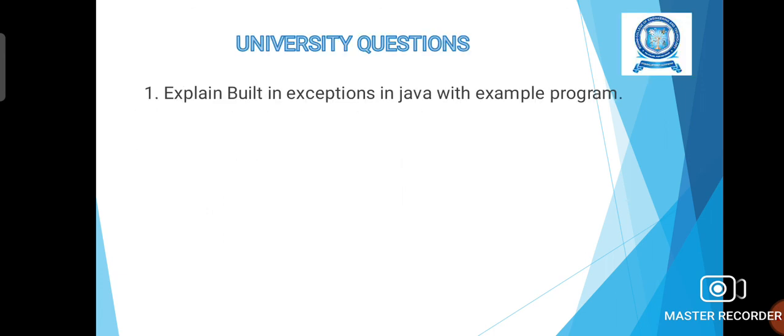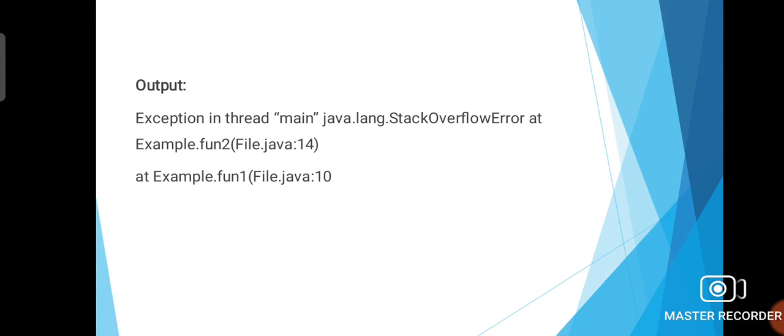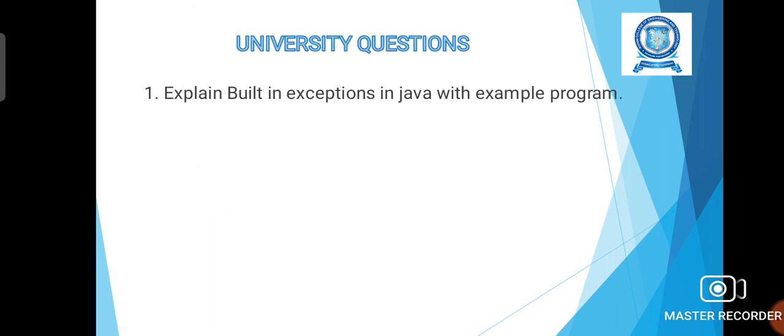So that's all about the different built-in exceptions. Built-in exceptions are present under the Java libraries. So we do not need to define the error situations and the handling methods. There are some error situations and some built-in exceptions defined in the Java library itself. They are called Java built-in exceptions. And the possible university question is: explain built-in exceptions in Java with an example program.